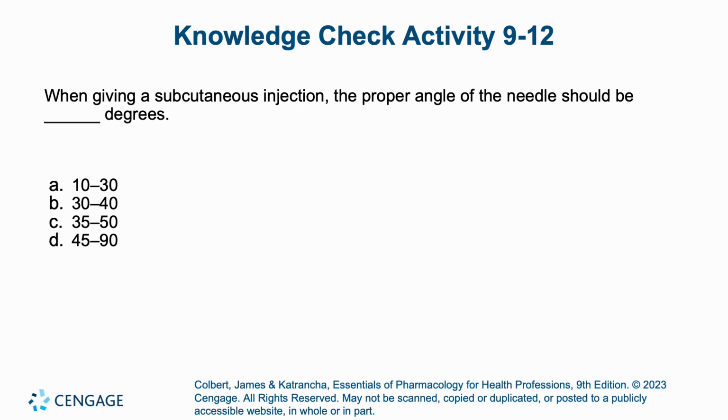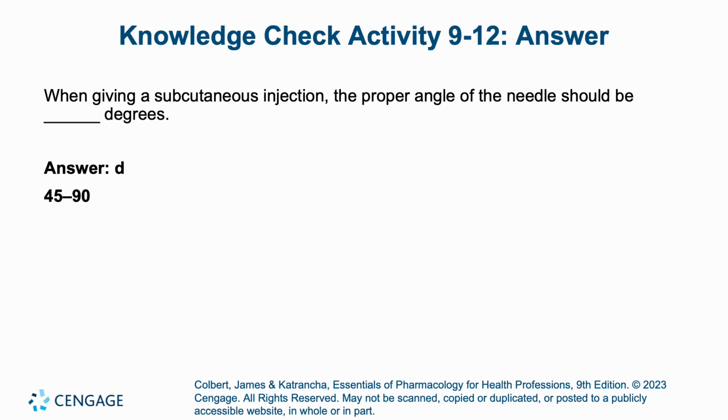Knowledge check. When giving a subcutaneous injection, the proper angle of the needle should be blank degrees. A, 10 to 30, B, 30 to 40, C, 35 to 50, D, 45 to 90. And the answer is D, 45 to 90.